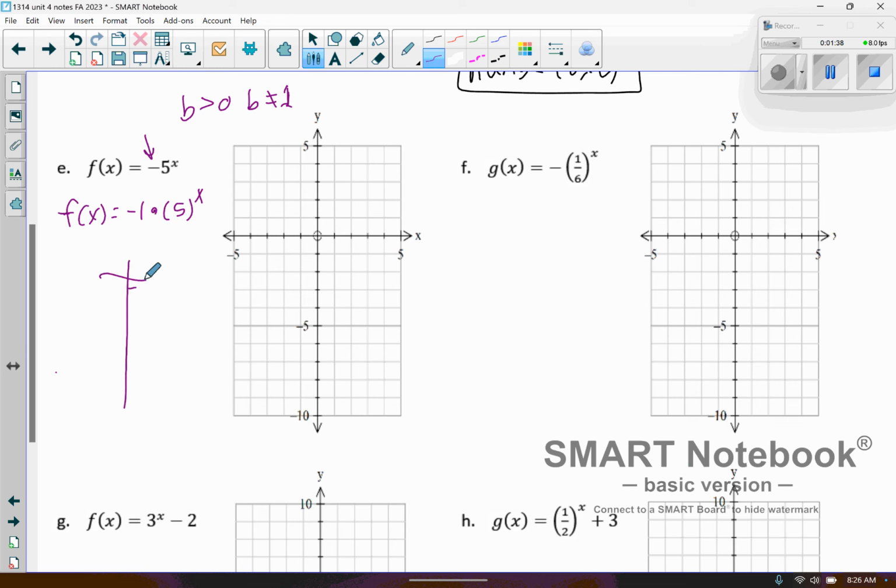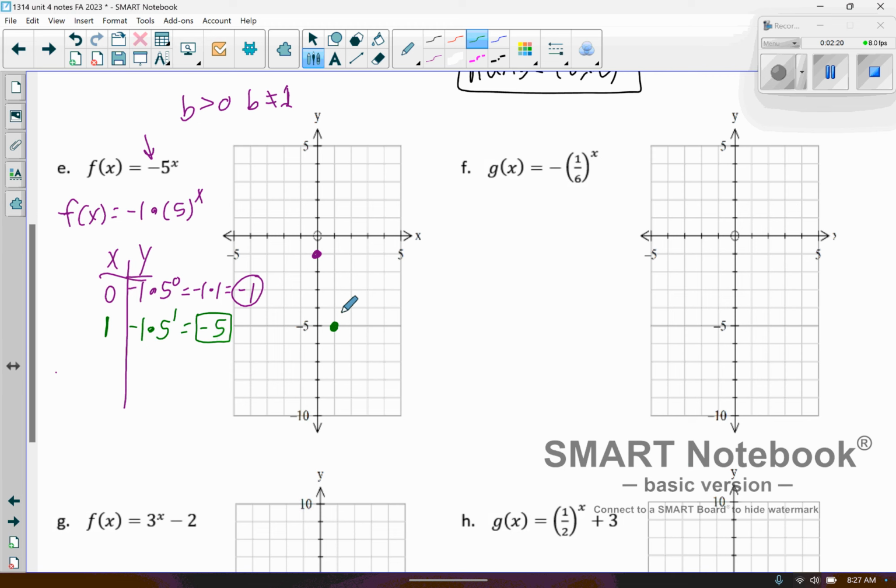So now we're going to make a table, and an easy value to plug in would be 0, right? If you let x equal 0, you're going to get -1 times 5 to the power of 0, which would just turn into -1 times 1, which is -1. So when x is 0, my y value is -1. Then if I plug in a 1, I'll get -1 times 5 to the power of 1, which would just give me -5. So when x is 1, I'm at -5.